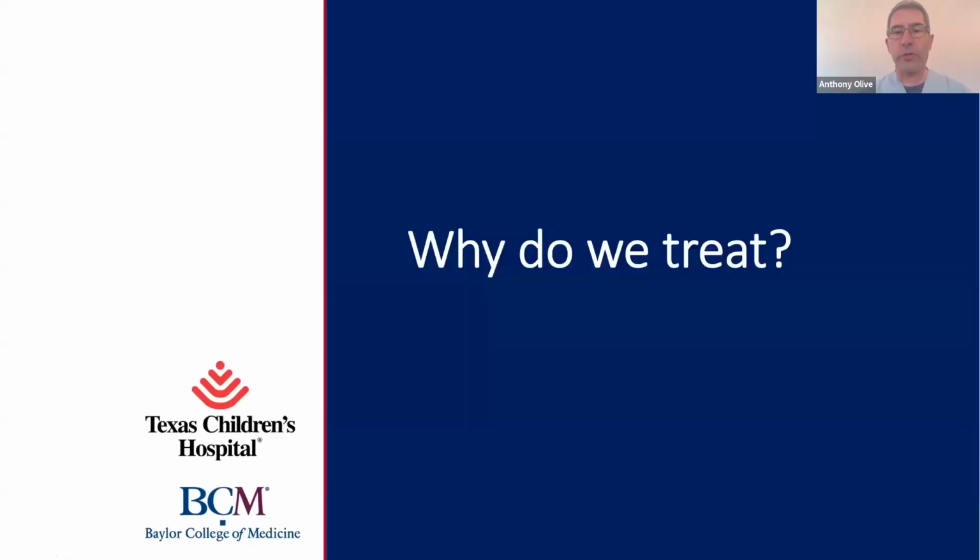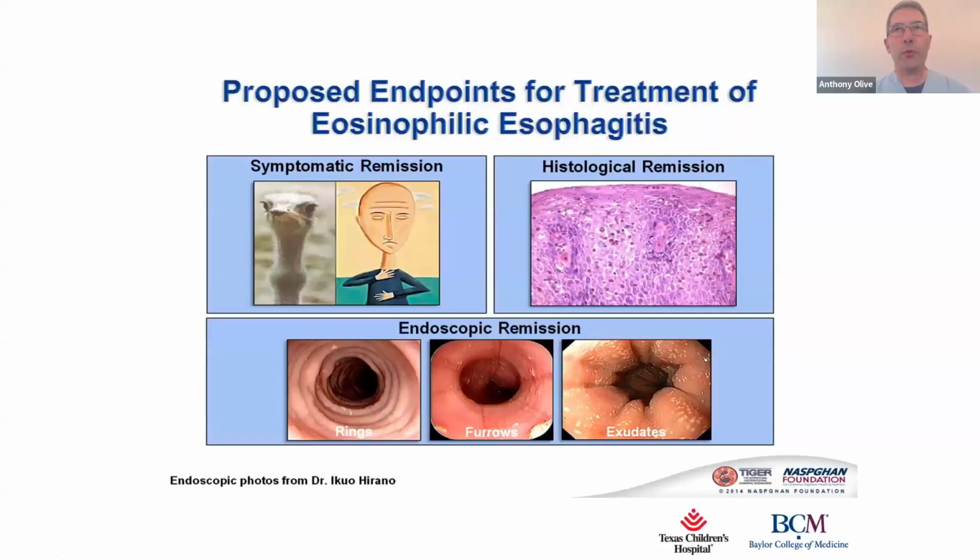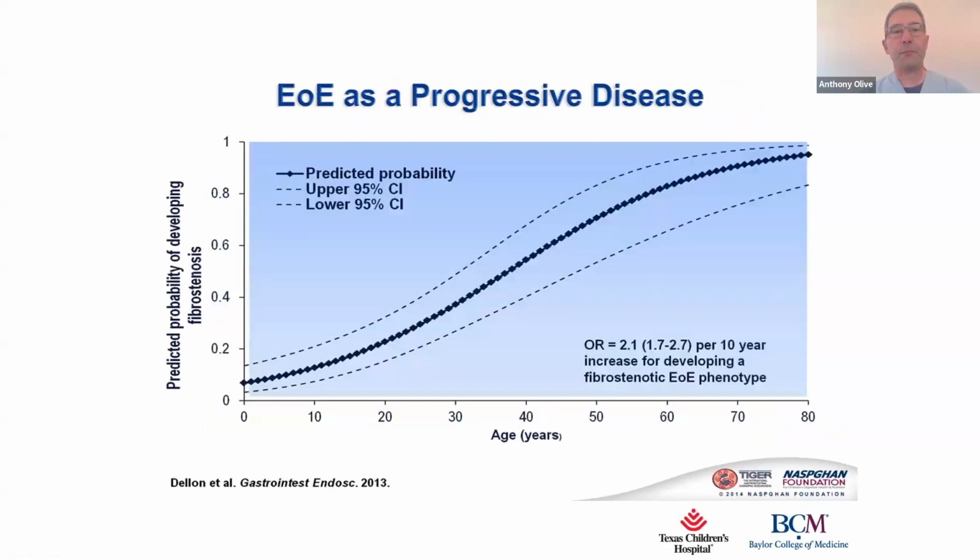Okay, so why do we treat? It's really twofold. One is to help symptoms, but the other is to prevent the complications of esophageal fibrosis and stricture formation. Again, this just highlights that the longer you go with untreated inflammation, the more at risk you are for developing fibrosis.